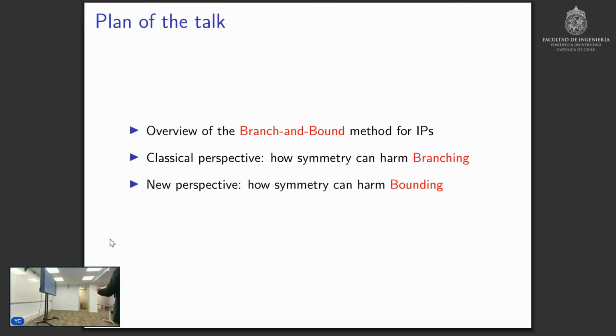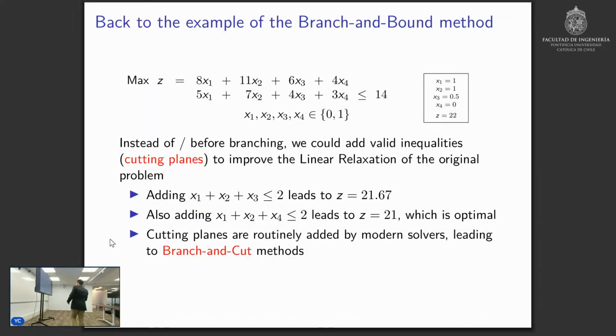And so now let me tell you about the new perspective, like how symmetry can harm the bounding while using this method. So if we go back to the example, we could just stay in the root node and say, well, instead of branching, why don't we add some valid inequalities? Those are the cutting planes that I mentioned before. Those are inequalities that only chop off fractional portions of your feasible region. You're not killing integer solutions.